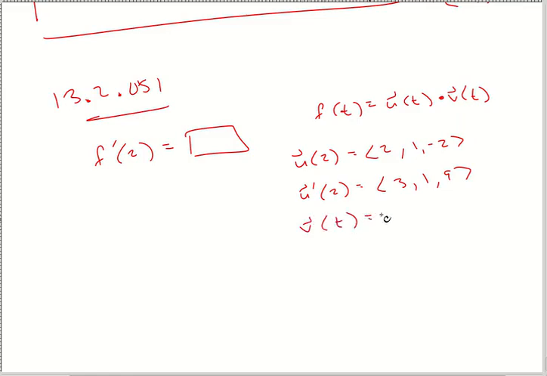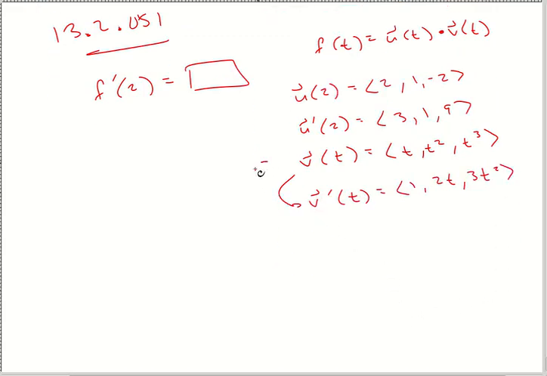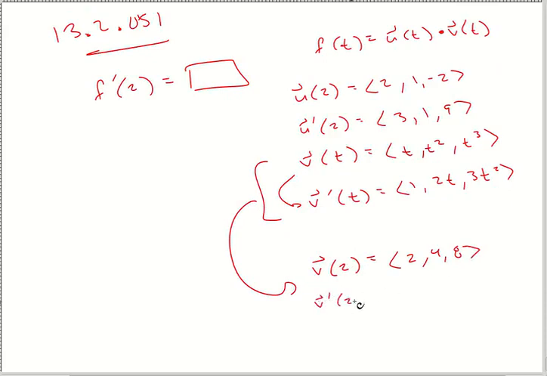v of t is equal to t, t squared, t cubed. And from here, we can find v prime pretty easy. 1, 2t, 3t squared. And so thus, from both of these, I can find v of 2. When I plug it all in, I got a 2, a 4, and an 8. v prime at 2. Again, just plugging in 2 because they got 2's all over the place apparently. A 1, a 4, and a 12.